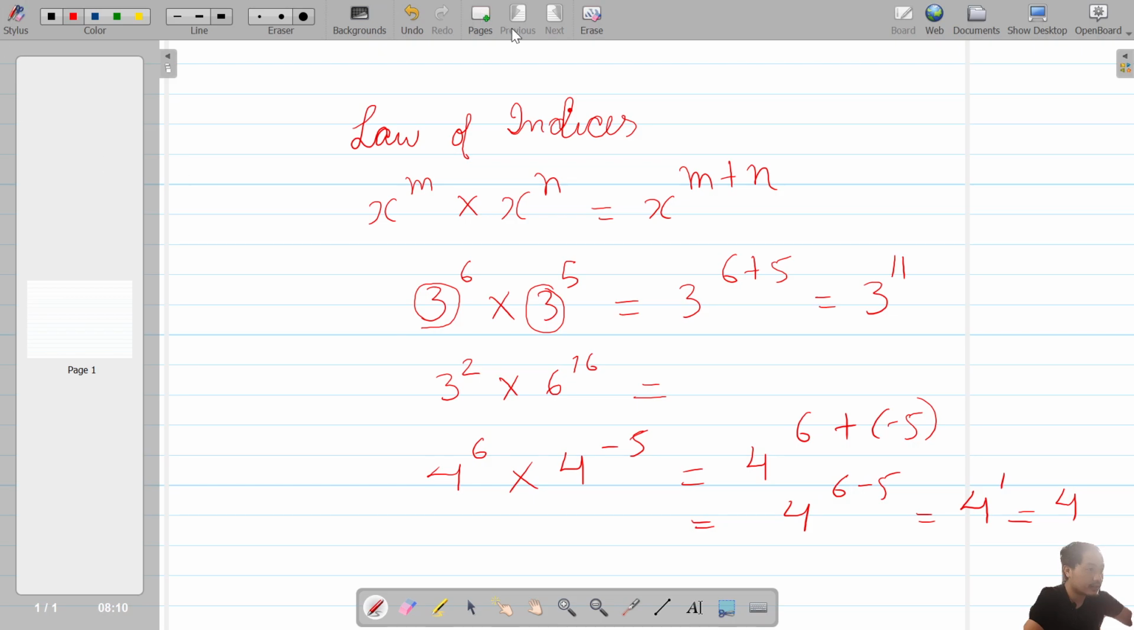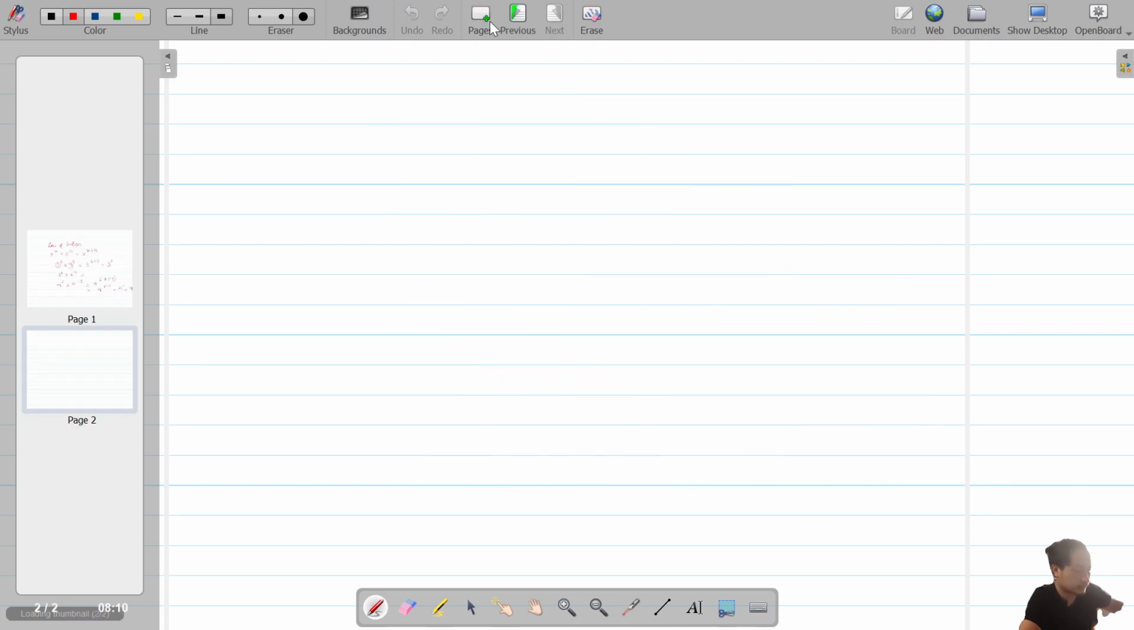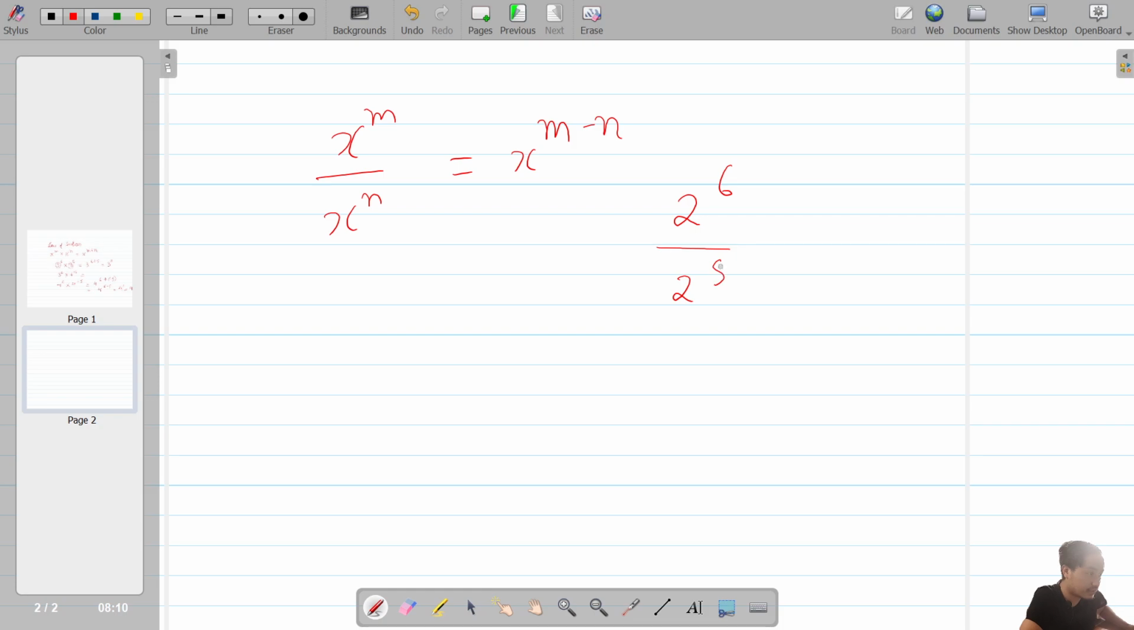Now, another rule of indices is based on your division. For example, you have x to the power m divided by x to the power n. So you have x to the power m minus n. Example, 2 to the power 6 divided by 2 to the power 5 is simply 2 to the power 6 minus 5, which is equal to 2 to the power 1.